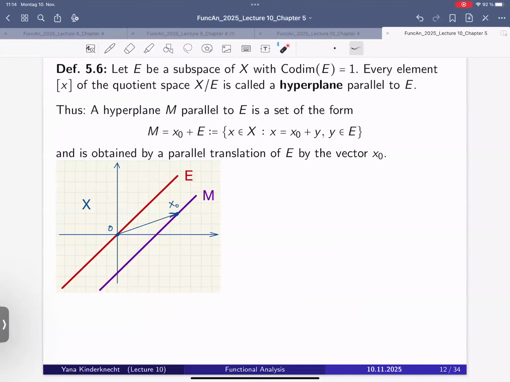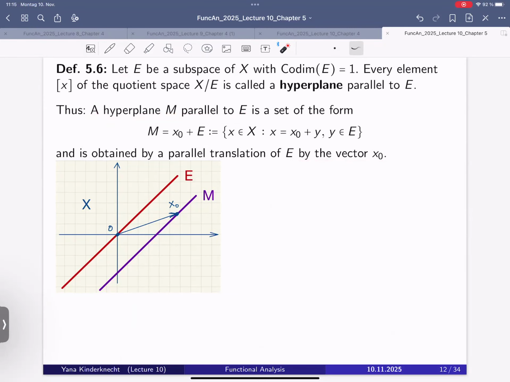Definition 5.6. Let E be a subspace of X whose codimension is 1. Every element, that is, the equivalence class of the quotient space X over E, is called a hyperplane parallel to E. Thus, a hyperplane M parallel to E is a set of the form x0 plus E. That is, it is a parallel translation of the vector space E, subspace of X, by the vector x0.